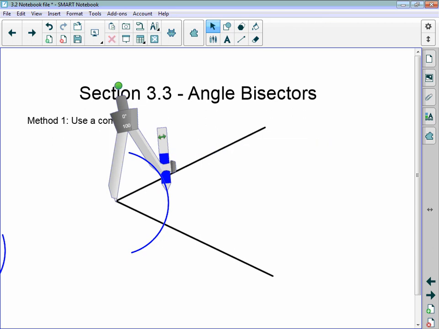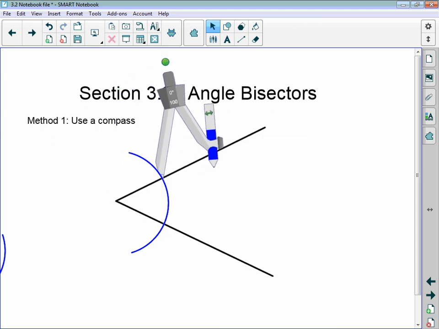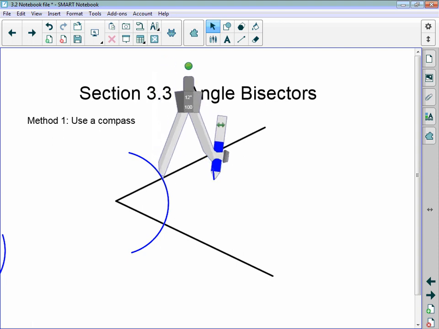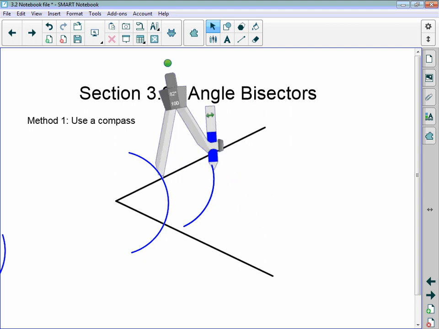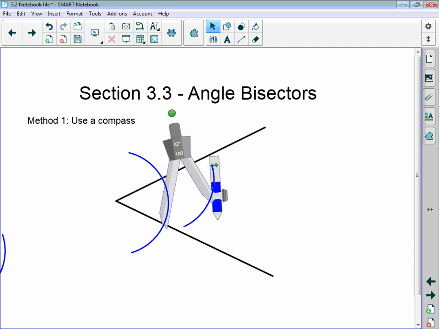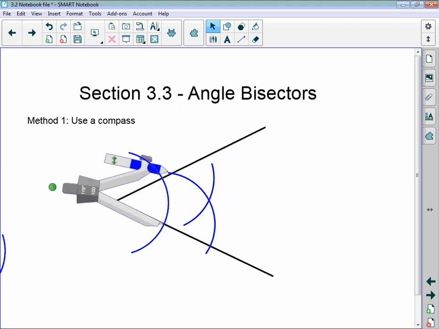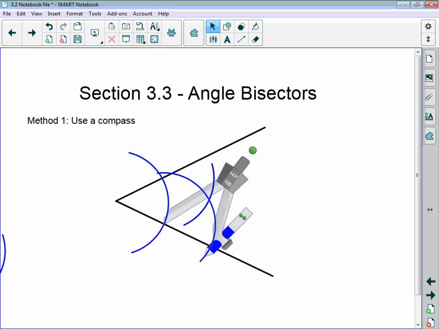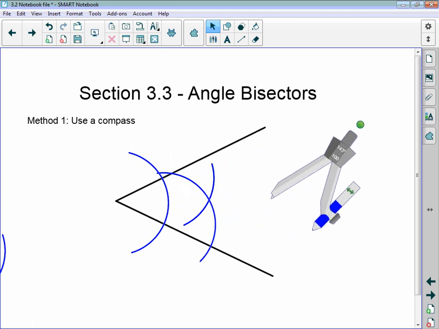I did my first one. It was good. I'm going to move my compass so the little pokey part goes where my arc intersects the line. I'm going to draw another arc. I'm going to move my compass again. Going to draw another arc. Here we go. Now maybe it's working. And now I have 2 points here on my angle.